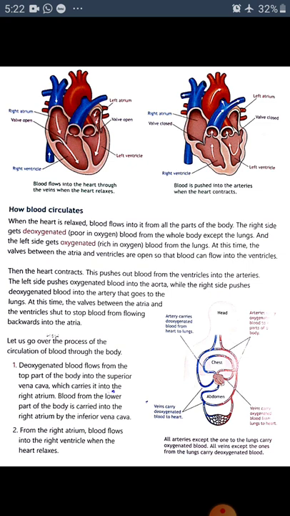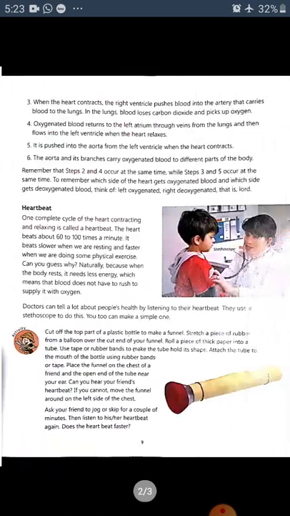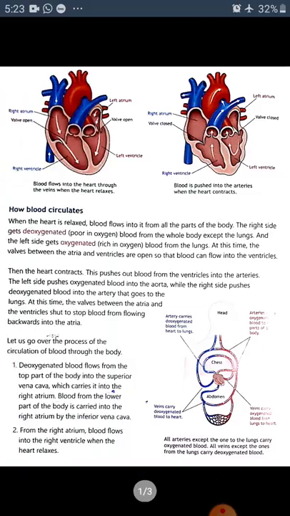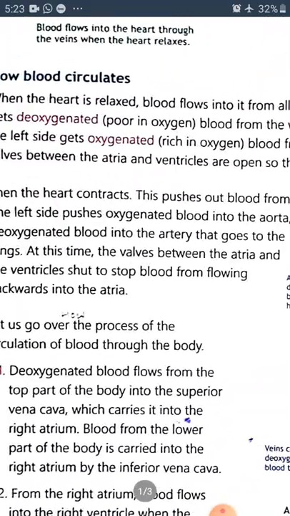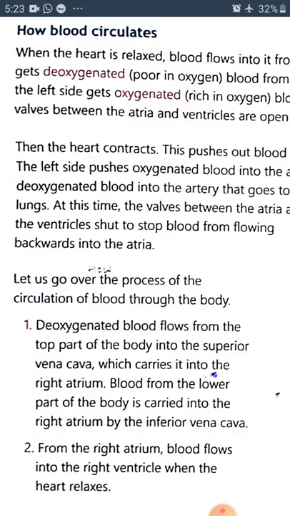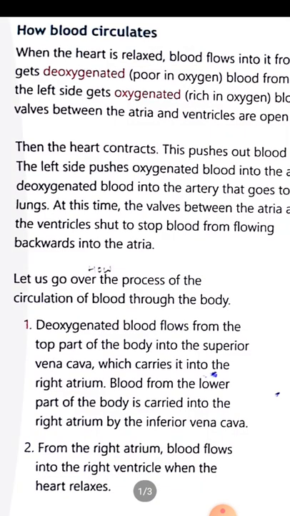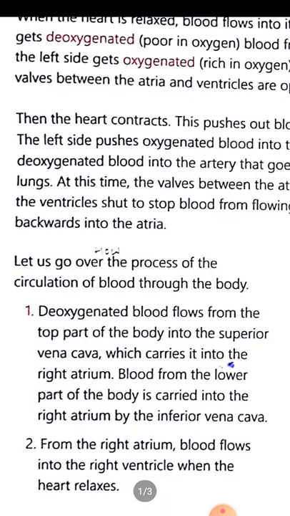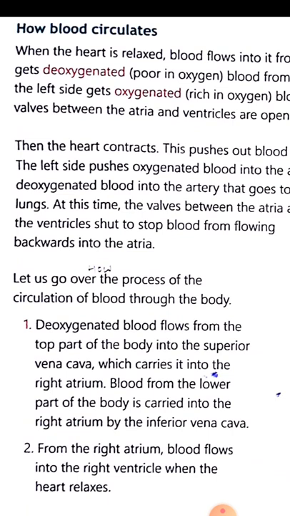Now, how does the process of circulation of blood through the body work? Here are six points. The first point: deoxygenated blood flows from the top part of the body into the superior vena cava. Superior vena cava means the large vein which returns blood from the head, neck, throat and both upper limbs to the right atrium of the heart.